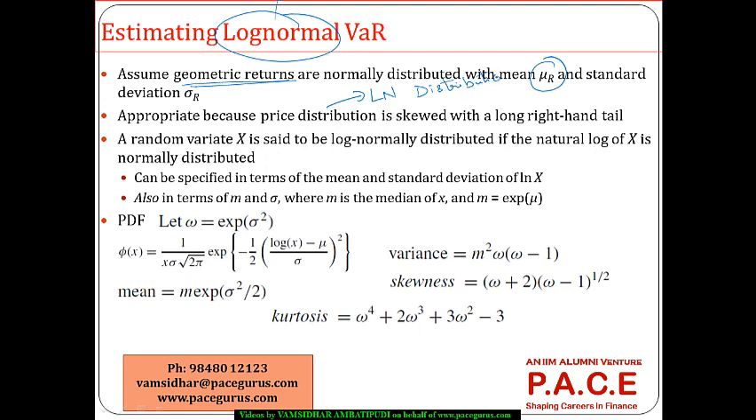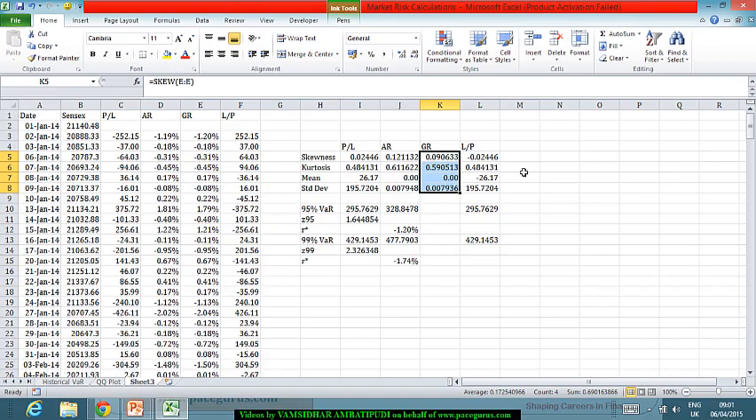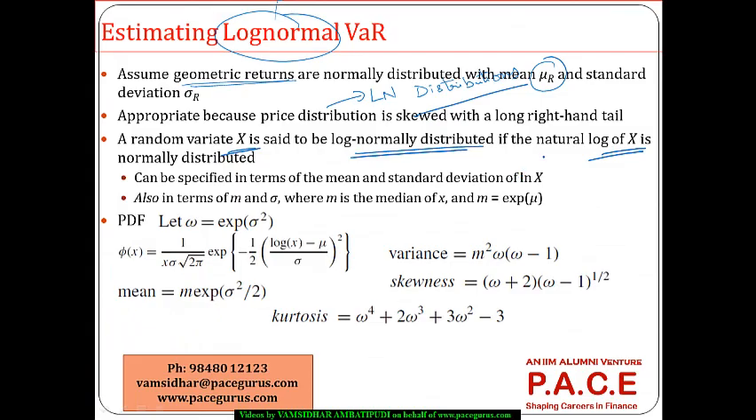Geometric returns are normally distributed means the price will follow a log normal distribution, because just as a property, for any variable x, if I say that it is log normally distributed, then it means I am taking the logarithm of x, and it is following a normal distribution. If the logarithm of x follows a normal distribution, I can see that the x actually follows a log normal distribution. That's a straightforward way.